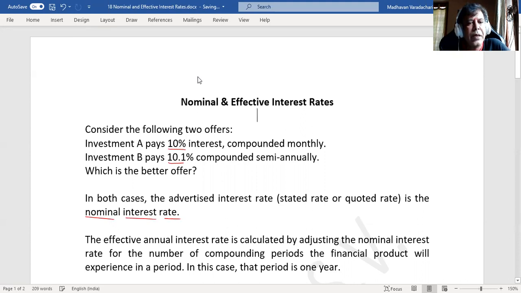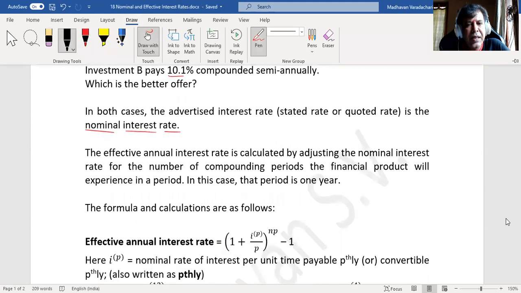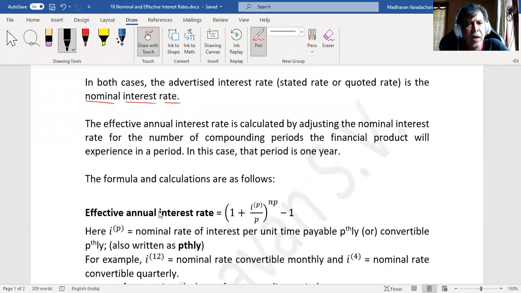Okay. Now, the effective annual interest rate is calculated by adjusting the nominal interest rate for the number of compounding periods the financial product will experience in a period. In this case, that period is 1 year. So what is the formula? Effective annual interest rate is (1 + i(p)/p)^(np) minus 1.